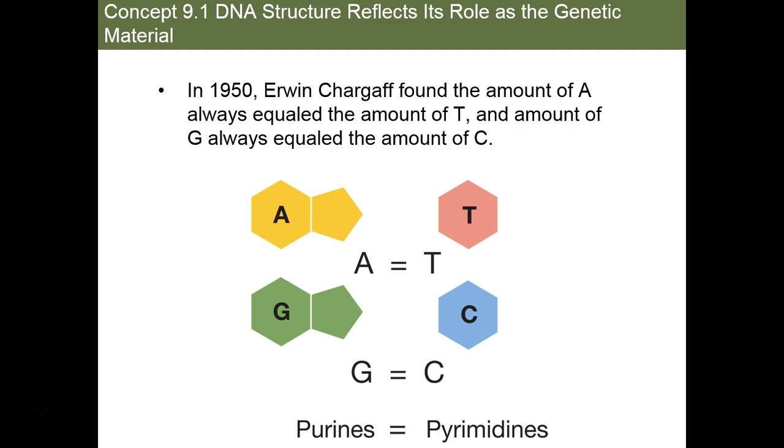In 1950, a researcher by the name of Erwin Chargaff found that the amount of adenine always equaled the amount of thymine, and the amount of cytosine equaled the amount of guanine. In other words, the amount of purines equaled the amount of pyrimidines.